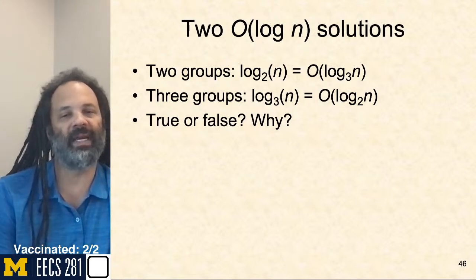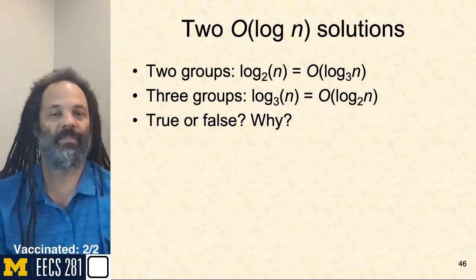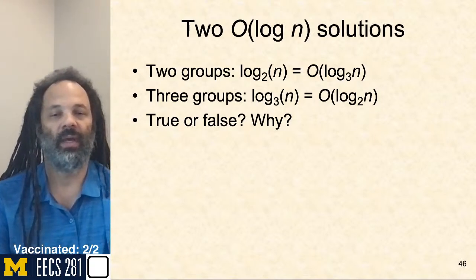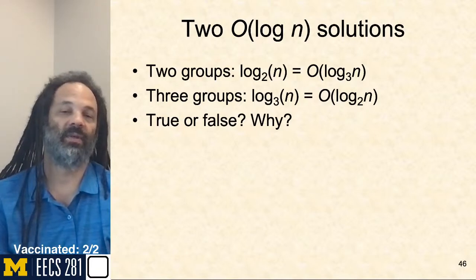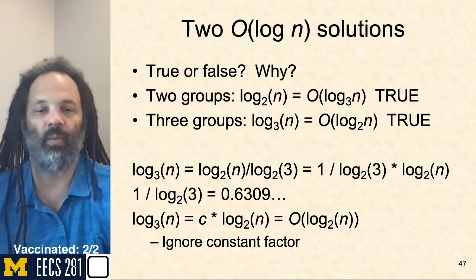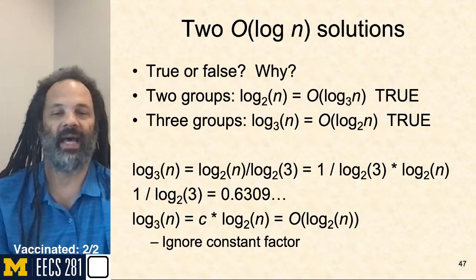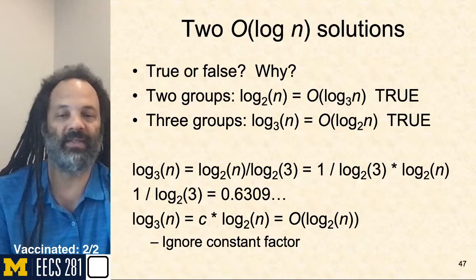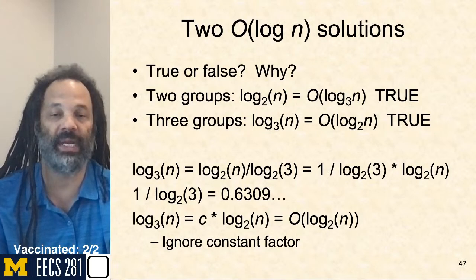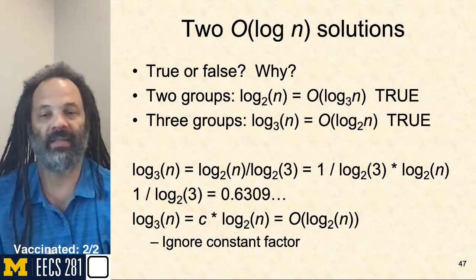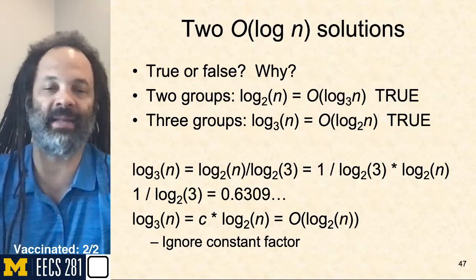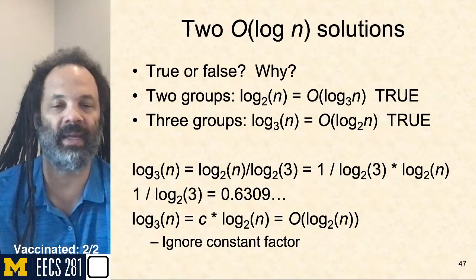So if I divide it into 2 groups, I get this log base 2. Is that big O of 3 of n? What if I divide by 3? Is that big O of log base 2? True or false? Well, we have to do our change of base on logs here. And what it tells us is that log base 3 of n is the same as log base 2 of n divided by log base 2 of 3. So I can tell that log base 3 of n is equal to log base 2 of n times some constant. In this case, it's 1 over log base 2 of 3.